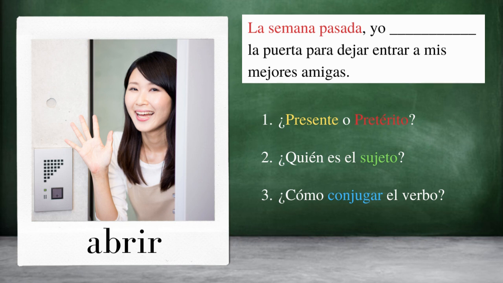Great job. La semana pasada, last week, is one of our key preterite words. So that should have let you know that this sentence is going to be conjugated in the preterite or past tense. Our next question that we're going to ask is, ¿Quién es el sujeto? So who is the subject of this sentence? Yo. Muy bien. So now we know that yo is the subject and we're going to conjugate the verb in the preterite tense. How do we conjugate abrir in the preterite tense in the yo form?